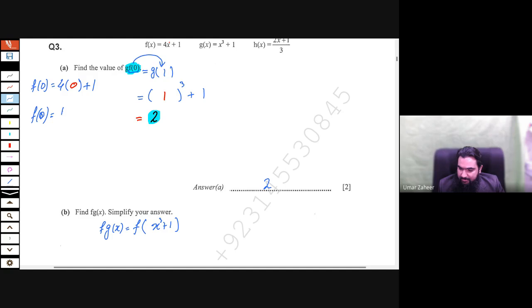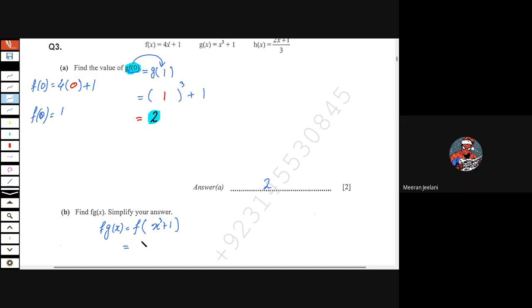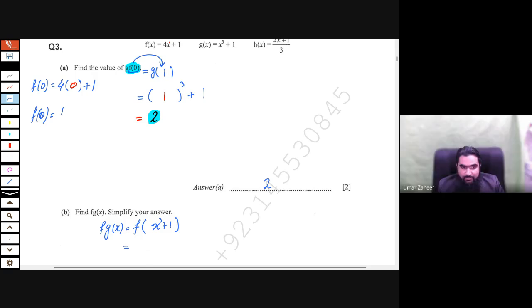Yes, Mehran, which function is applying now? F. What is the structure of f? So we have to replace the value of x in the formula. First of all, what is the formula? What is the structure of f?